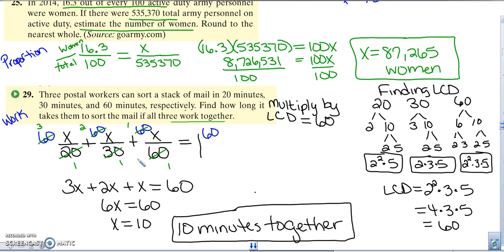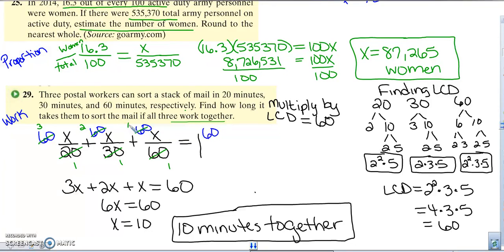This is an equation with fractions, so we're going to get rid of those fractions by multiplying by the LCD of 20, 30, and 60, which happens to be 60. Over here to the side, you can see where I broke down each number into its prime factorization. And then remember the LCD, we take each factor to the highest power. So I'm going to take 2 to the second power because that's the highest degree it appears. I'm going to take 3 to the first power because that's the highest degree it appears, and I'm going to take 5 to the first power because that's the highest degree it appears. 2 squared is 4, times 3 times 5 gives us the 60, which is the LCD.